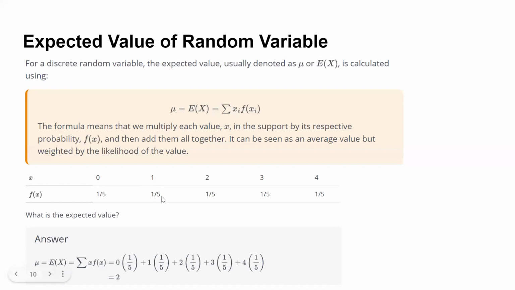So what is the expected value of this experiment? For that, we will be using this formula. It is nothing but your random variable multiplied by its corresponding probability value, and we do the summation over it. So here, 0 multiplied by 1/5 plus 1 multiplied by 1/5, and likewise for the other terms. The result is 2. The expected value is 2. That means if I perform this experiment, on average, I'm going to get 2 as my random variable.